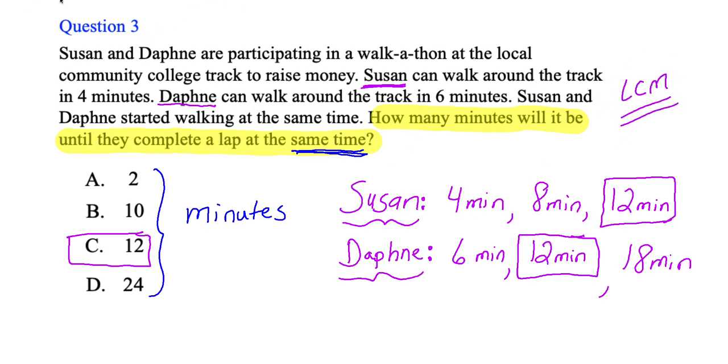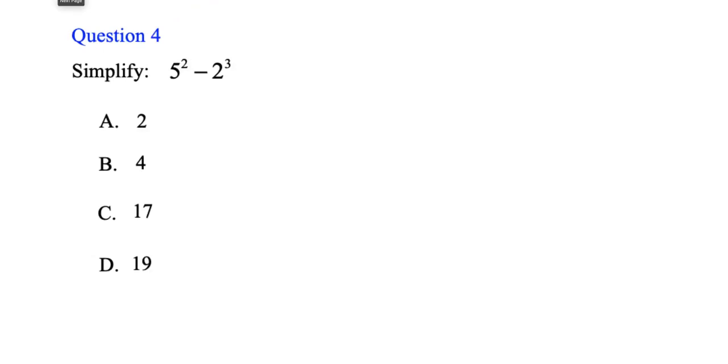Let's go to problem number 4. It says simplify 5 squared minus 2 cubed. Well, this has to do with exponents, and let's go over a little bit of vocabulary here. Let me put this in blue. 5 squared minus 2 cubed. That's how you read that.